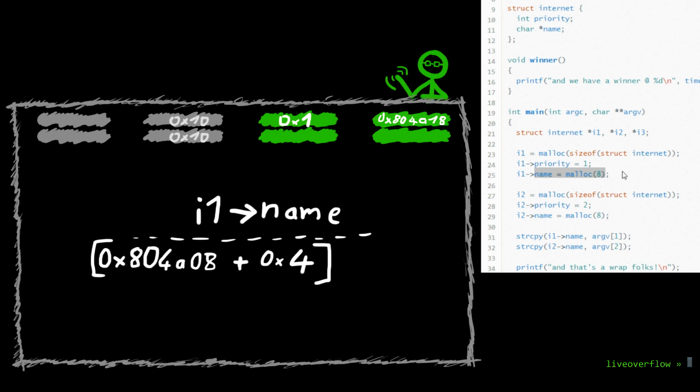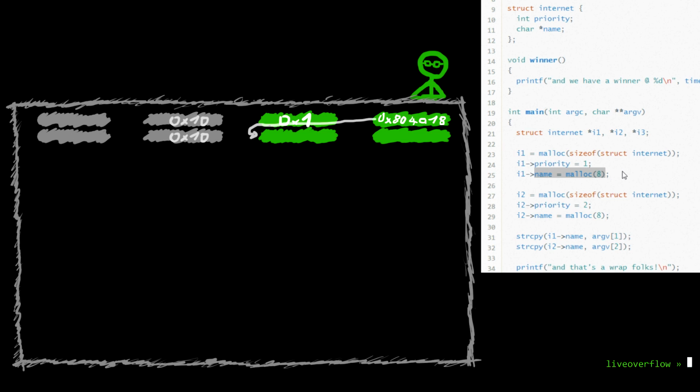As a programmer, we write I1 arrow name to access the name attribute, but implemented it is as simple as going to a certain offset of I1. In this case, I1 +4 is the location of the char pointer name. So now I1 arrow name will contain an address which points to the heap area which we just allocated. Those 8 bytes are intended to store a list of characters, a string, the name.